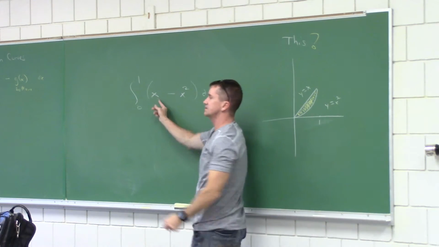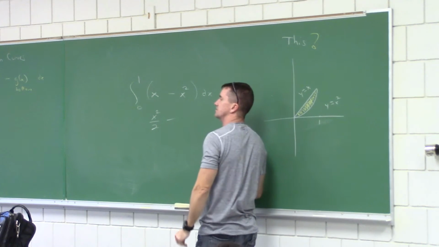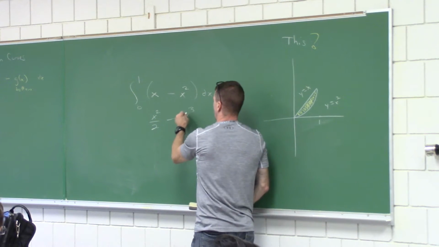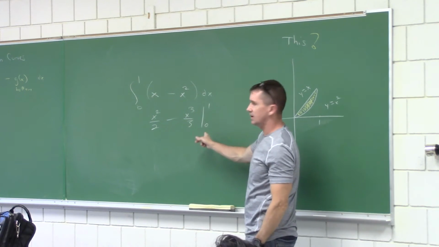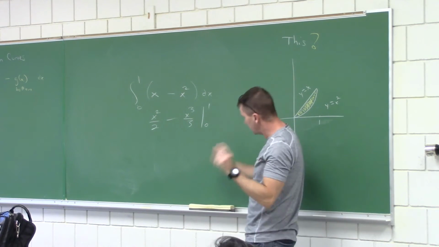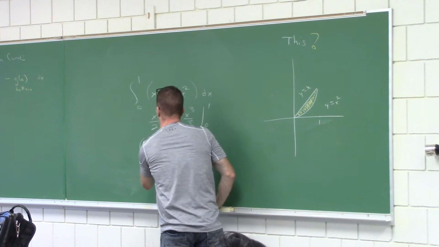What's the antiderivative of x? X squared over 2. What's the antiderivative of x squared? X cubed over 3. And we'll go from 0 to 1, plug 1 in these two values. Then we'll plug 0 in the two values, we'll subtract them. Now let's see what we get. Okay, I get a half minus a third.